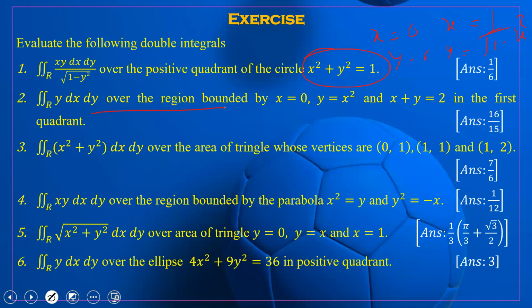Okay, over the region bounded by x equal to 0, y equal to x square, x plus y equal to 2. Here if we put y equal to 0, then x is equal to 2. So x is equal to 0 to x is equal to 2, and y is equal to what? It is 2 minus x to x square, or it may be x square to 2 minus x. Similarly, in this manner, if we take this example, 0 1 1 1 and 1 2, like that. So now in this manner you are able to solve these examples.